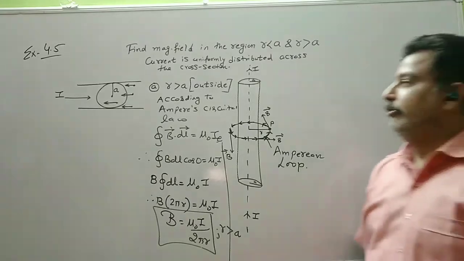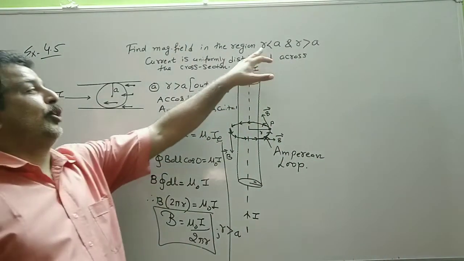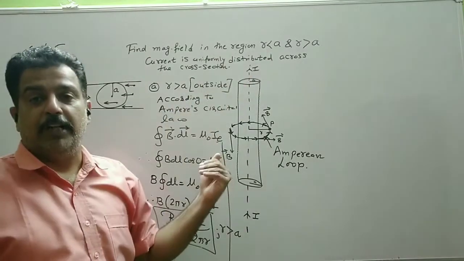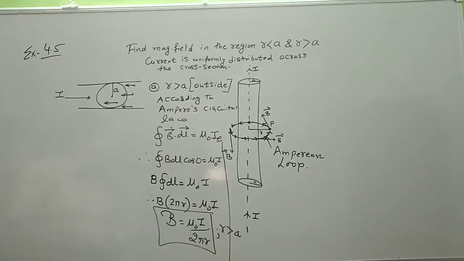Now we have to apply this law for a point which is inside the wire. So the point is to be taken inside the wire. So let us find out the magnetic field intensity at a point inside the wire.